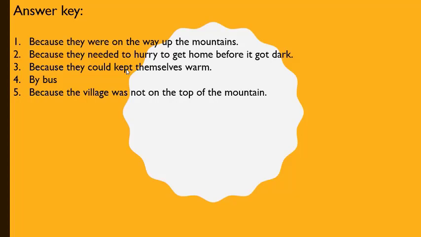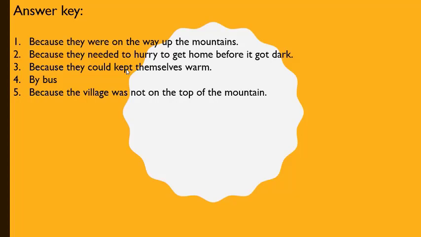Number 5, so why wasn't there any snow? Because the village was not on the top of the mountain. Yeah. So when they travel, the position of the village is on the other side of the mountain. So the boys came from the beach at another side of the mountain. So when they went back home, they climbed up. It was cold. And then when they walked down to the other side of the mountain, the village was not snowy. Okay.